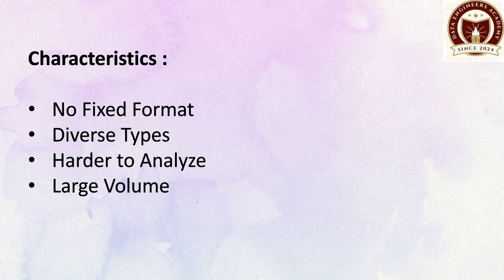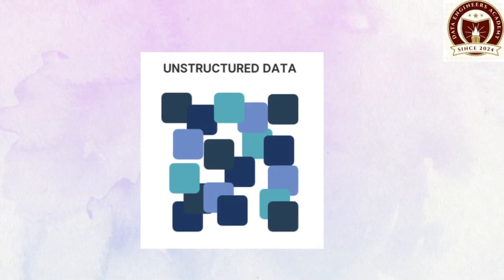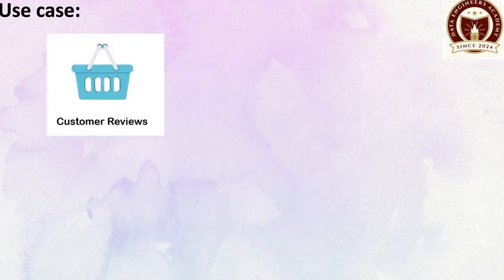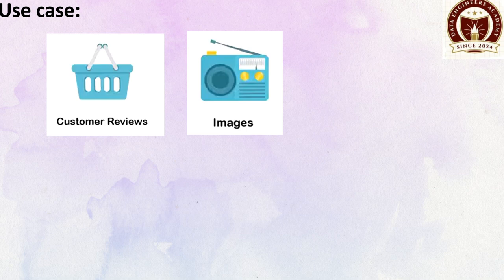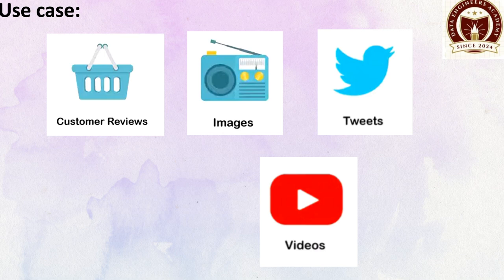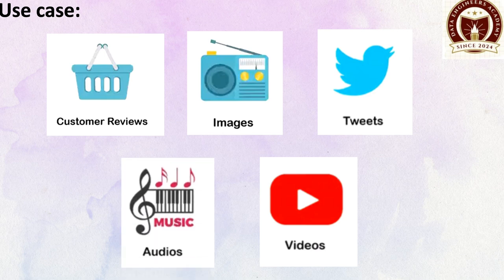This is the unstructured data. It does not have any fixed format. So let us see the use cases of unstructured data. First one is customer reviews, and second one is images. Third one is tweets. Fourth one is YouTube. Fifth one is audios. So these are the examples or use cases of unstructured data.